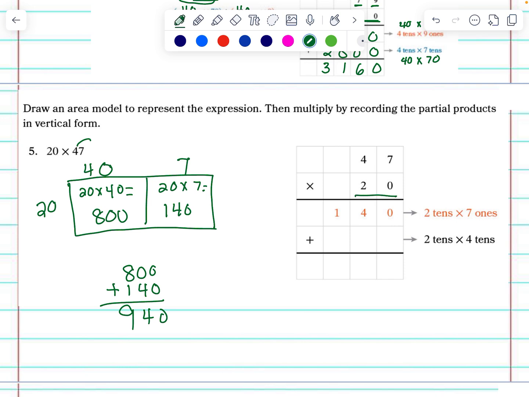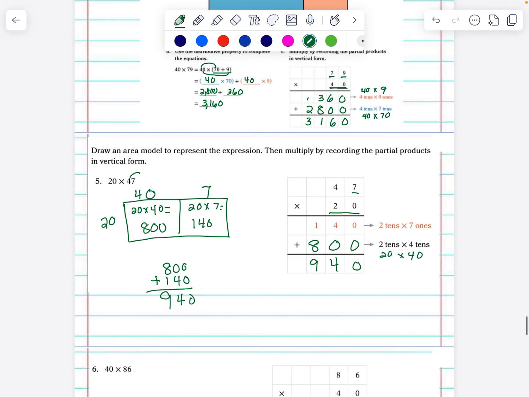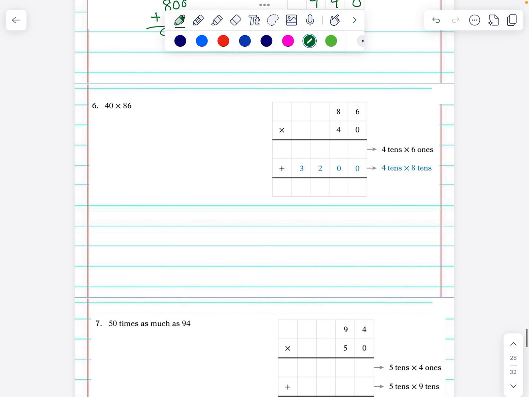2 tens times 7 ones, 140. 2 tens times 4 tens is 8 hundreds, which is 940 when added together. Okay, do number 6.